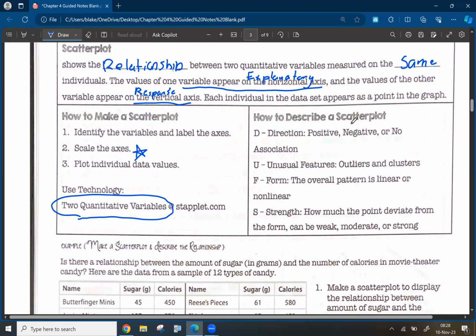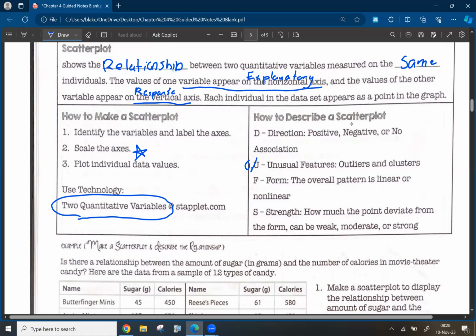Now, to describe a scatter plot, it's kind of like SOCS. Remember when we describe a distribution, we talk about SOCS: shape, outlier, center, spread. But when we describe a scatter plot, it's going to be DUFS or DOFS. It depends on how you want to see this letter here. So U for unusual features or O for outliers, so same thing. So D is direction. Direction is either positive, negative, or no direction, no association. So U or O, unusual features or outliers. Form, form is the overall pattern, whether it's linear or non-linear, which would mean it's curved.